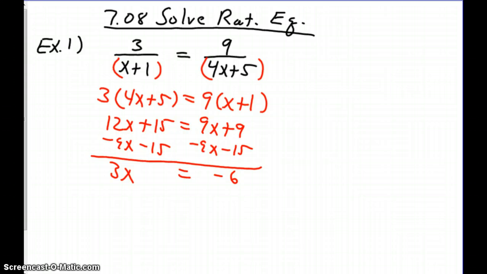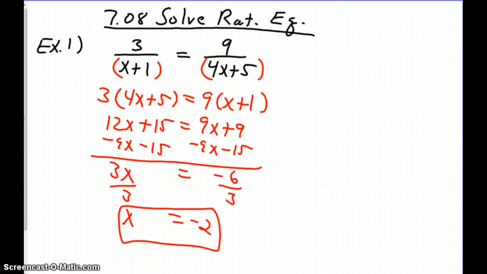Then all you have to do to solve is divide both sides by 3. So x equals negative 2. Divide by 3, there you go. X equals negative 2. There's the answer right there.